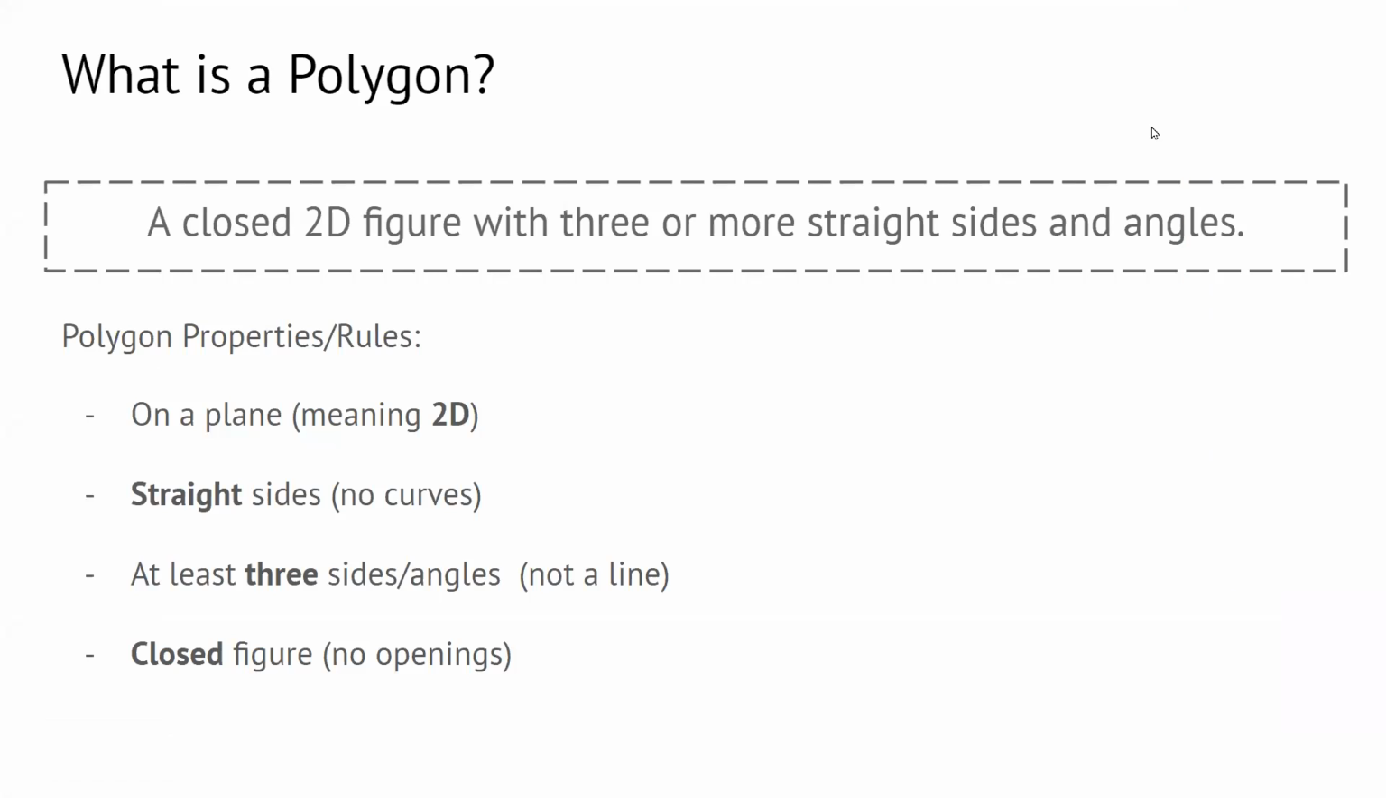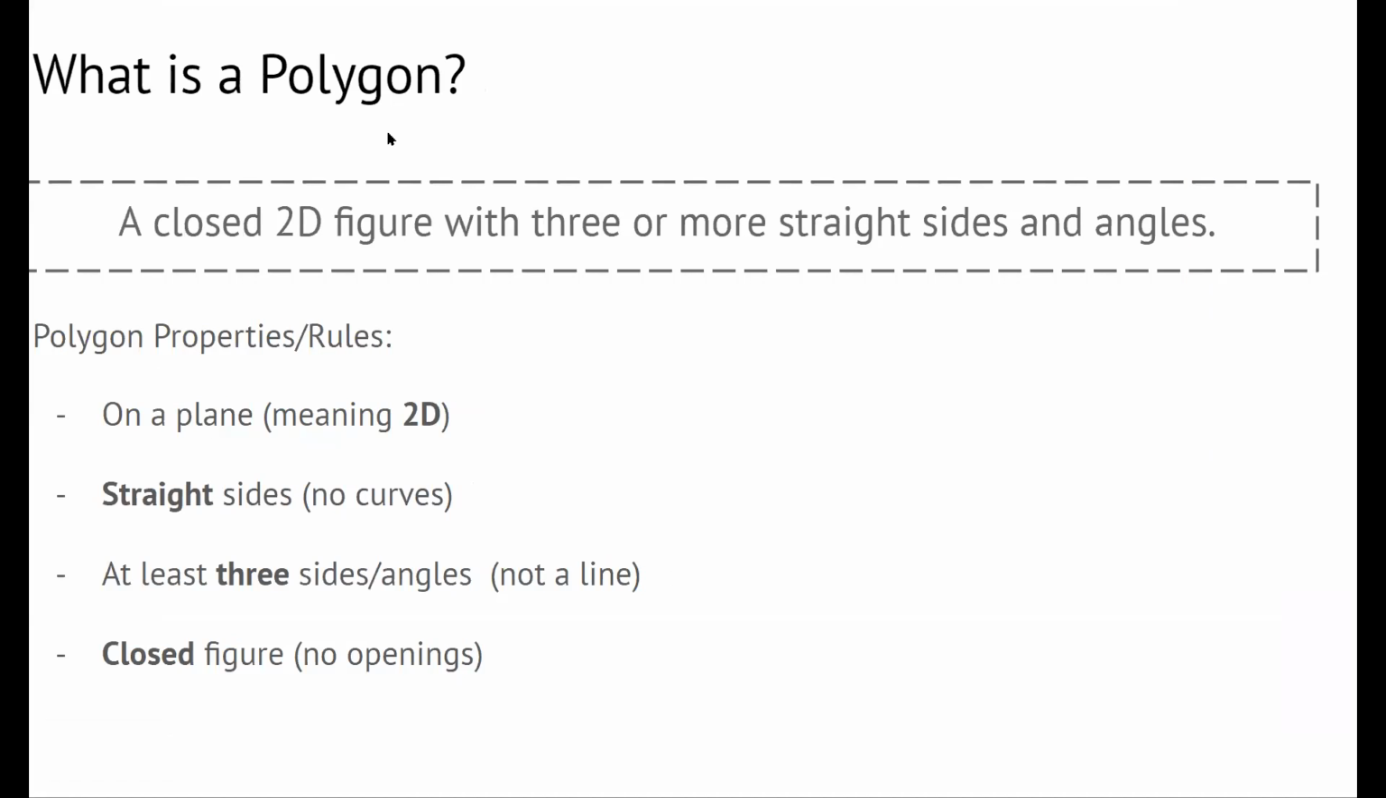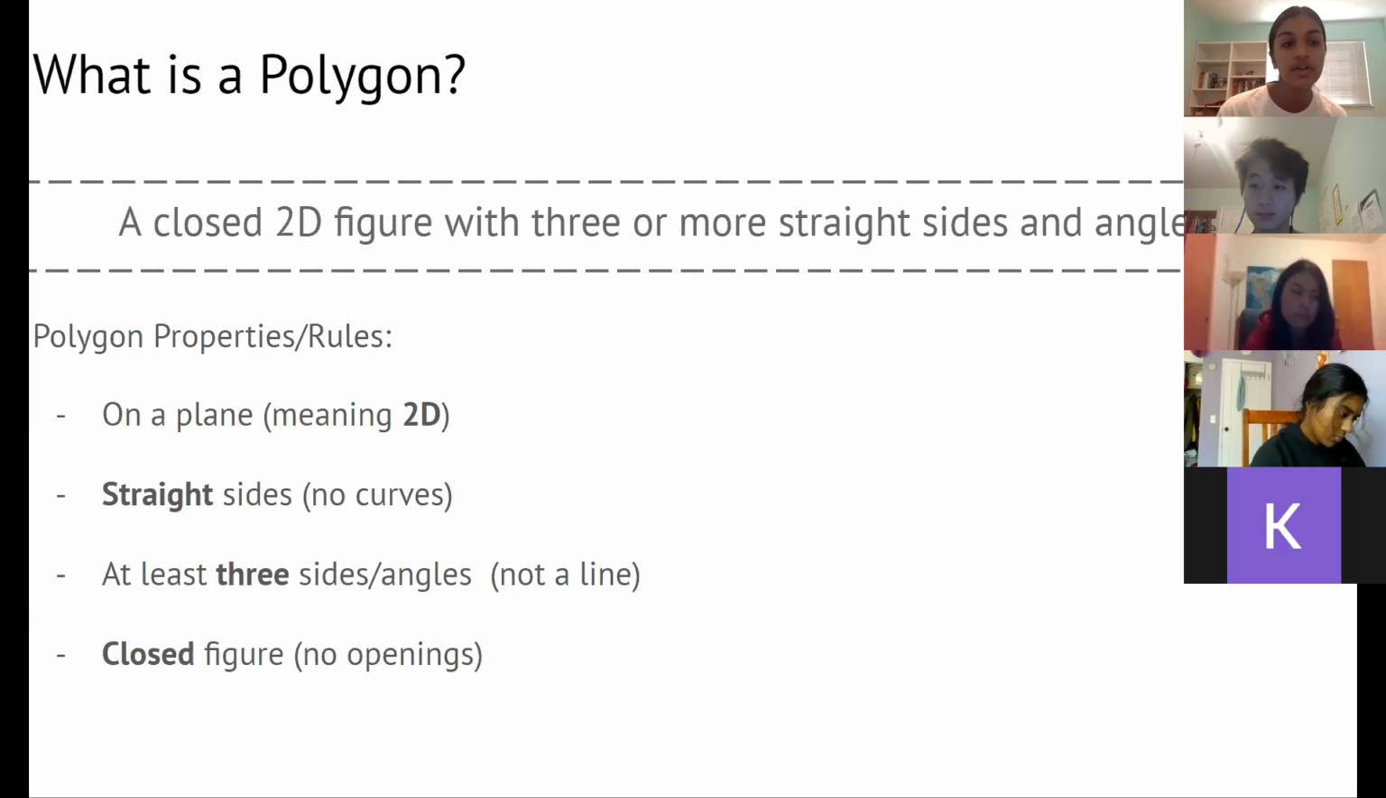Okay, so what is a polygon? In short, the definition of a polygon is a closed 2D figure with 3 or more straight sides and angles. To go into a little bit more depth, it means that a polygon has to be on a plane, meaning a 2D figure. They have to have straight sides, so something like a circle wouldn't qualify. And they need to have at least 3 angles or sides, so it wouldn't be a line with only 2. It also needs to be a closed figure, which means that there are no openings.